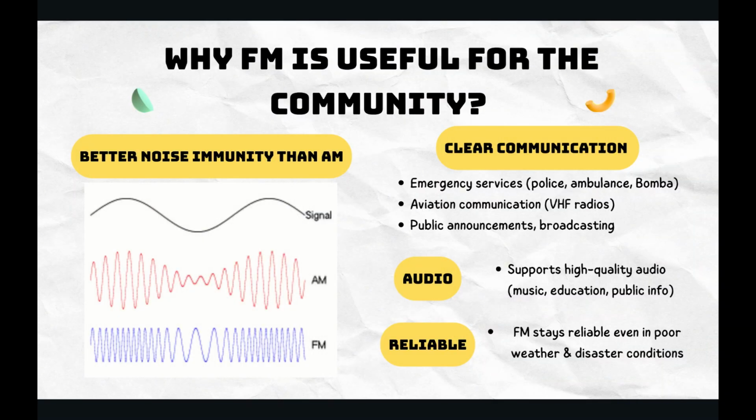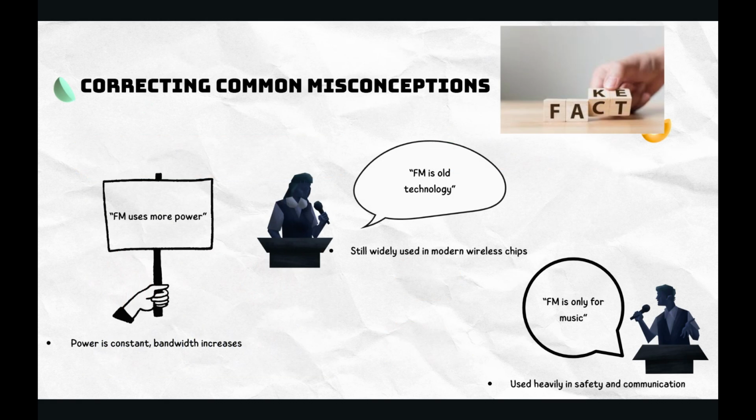Now, why does all this matter to the community? FM communication is more resistant to noise than AM, making it dependable in environments with interference. This is why emergency services like police, ambulance, and fire departments rely on FM for clear communication. Even in rural areas, FM broadcasting is a reliable way to spread public information during emergencies.